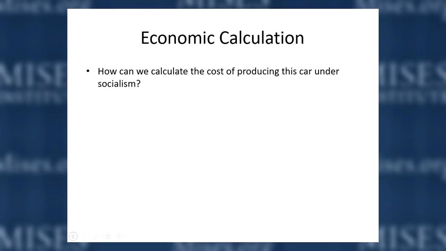But without prices and without costs, we'll see that this doesn't help them to produce the right quantities and kinds of goods that people demand, or even that they themselves want people to have. It's even a problem if they try to substitute their own values, because they can't put prices on those things. So how can we calculate the cost of producing this car under socialism?